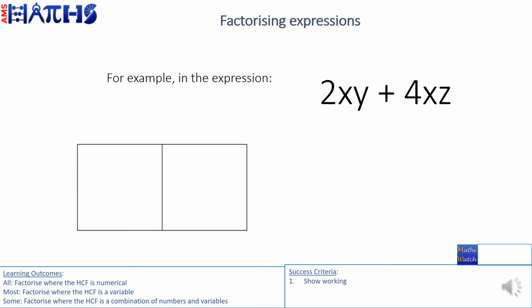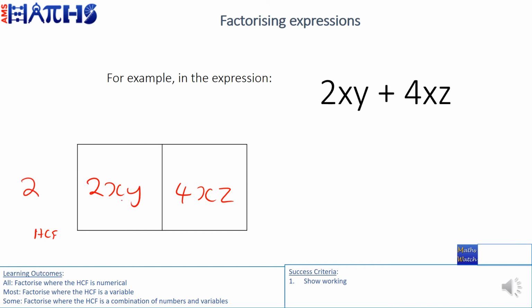Let's look at another example. Our terms will go inside the grid. Find our highest common factor. So we have two numbers, 2 and 4.